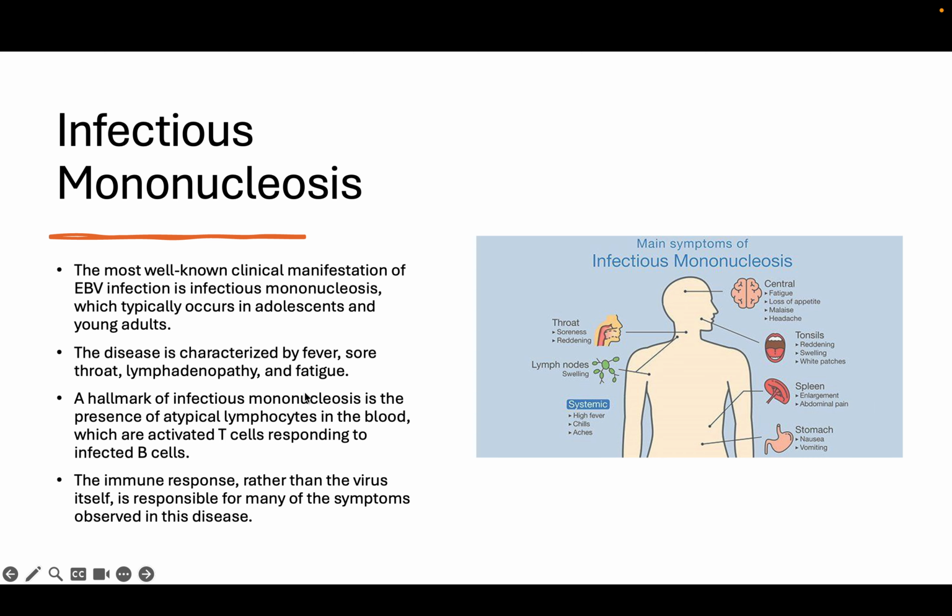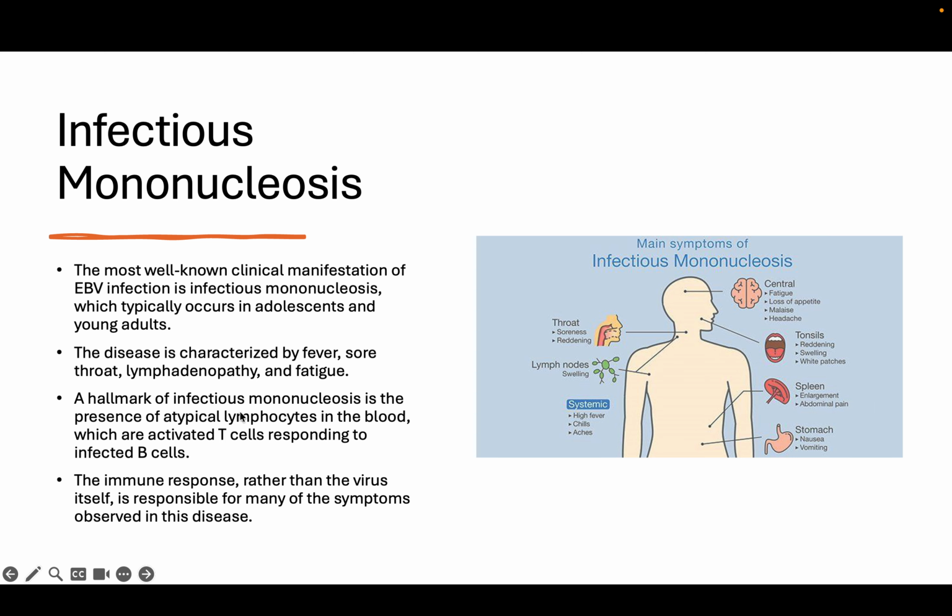The first time you get infected with EBV, you develop something called mononucleosis. It's very typical in teenagers when we start kissing each other, but also in young adults. It's a disease characterized by fever, sore throat, lymphadenopathy, where your lymph nodes are quite swollen, and fatigue.